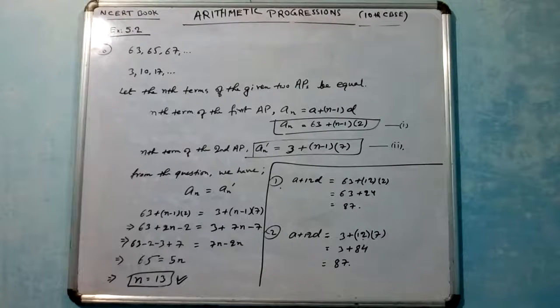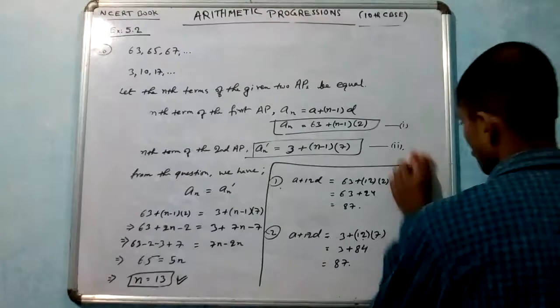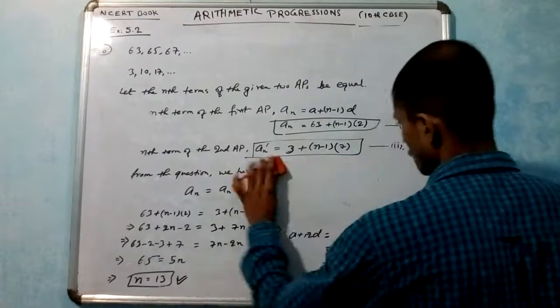Then the 16th one, what is it telling? Determine the AP whose third term is 16 and the 7th term exceeds the 5th term by 12. Now you can solve it so easily. You just form the equation. First go through it, understand, form the equation, and then tell.